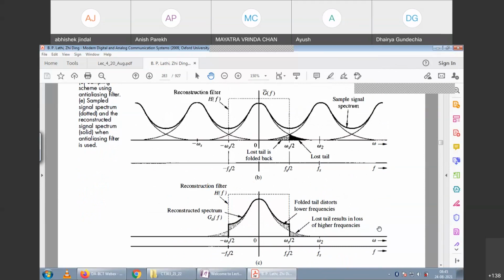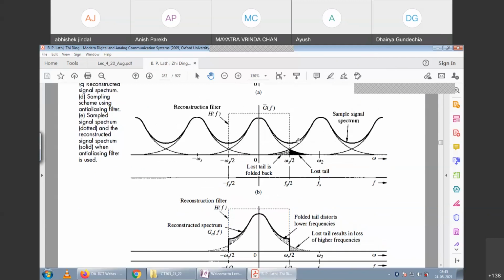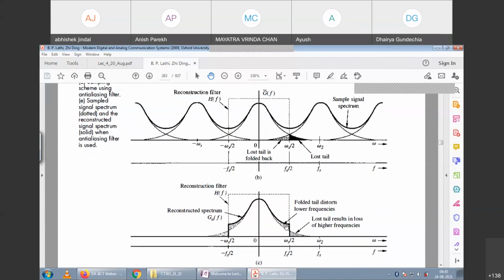And lost tail results in loss of higher frequency. So let us say around fs by 2, this is the lower frequency and this is the higher frequency. Applying the low pass filter, this high frequency is completely lost. This is lost. And these lower frequencies, which are just less than omega s by 2, are distorted.